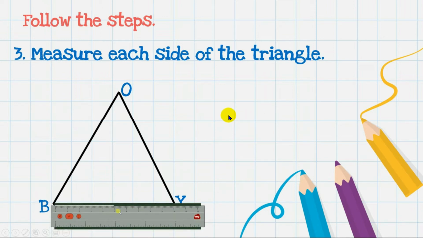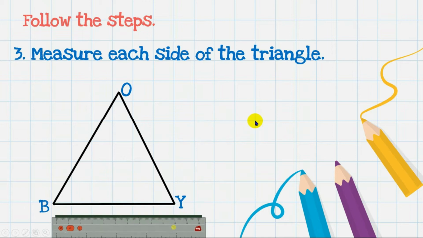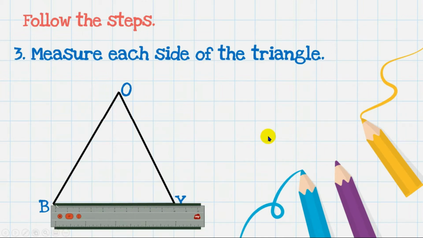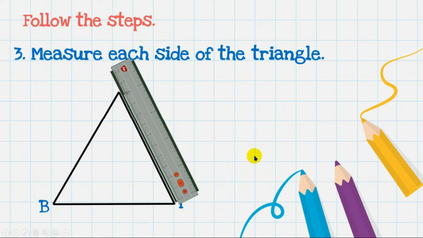So, using your ruler, get the measurement of the 3 sides of your triangle. Do not forget to write kung ano yung measurement niya. Okay, so the first side, side BY, anong measurement? Use your ruler, depende na po sa inyo kung anong gusto nyong unit of measure. Meron kayo dyang inches and centimeters. Okay? Another side, side YO.